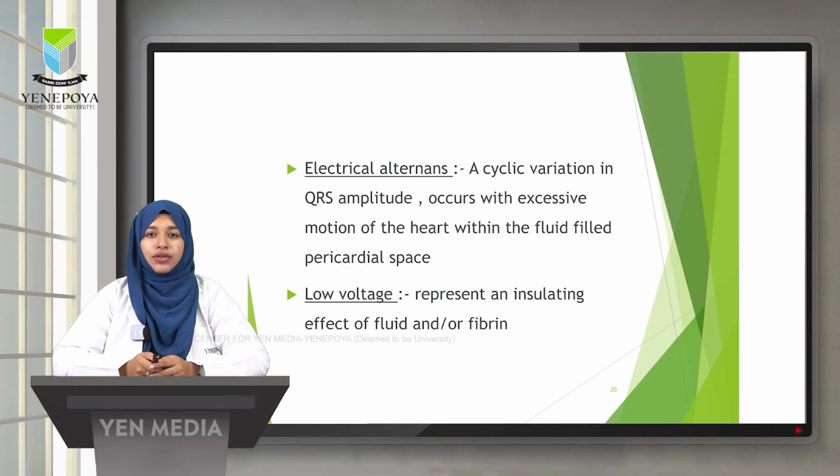So what is electrical alternans? You can see the QRS complexes in the ECG will be of various, different amplitude, and it is also known as cyclic variation of QRS amplitude. Why this happens is due to the excessive motion of the heart due to the fluid which is filled in the pericardial space. So this was about electrical alternans.